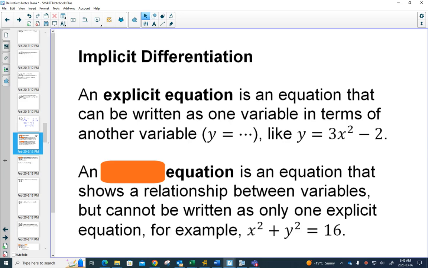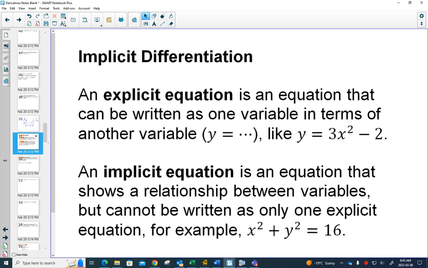An explicit equation is one that you can write as one variable in terms of another variable. So when you can write y equals and just have x's on the other side, that is an explicit equation. An implicit equation is one that shows relationships between the variables, but it's not necessarily easy to write as one equation by itself. A good example of that is the equation of a circle.